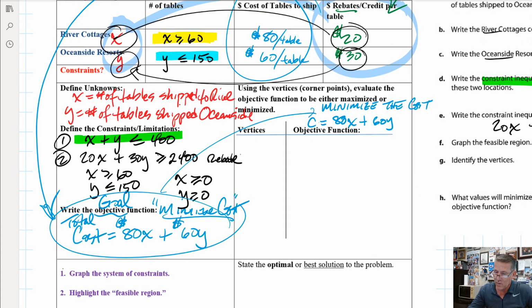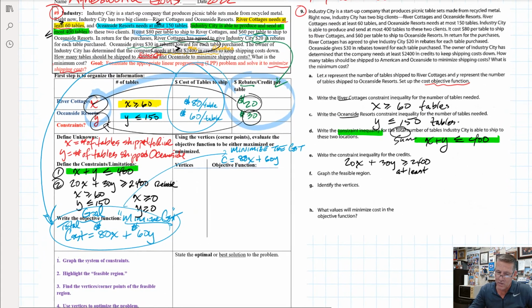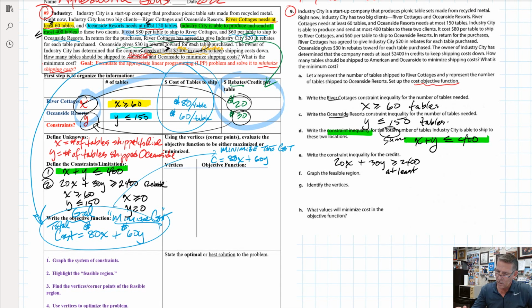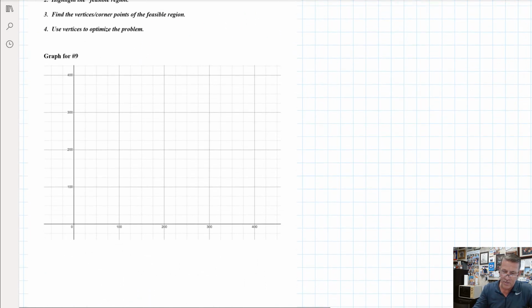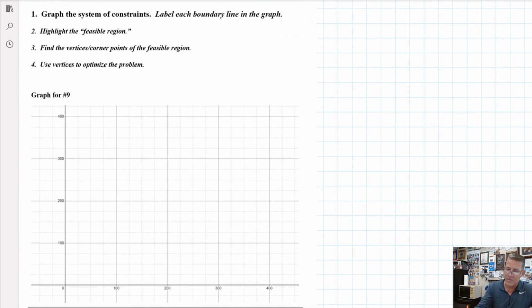The only way to do that is to graph the system. All right, so let's take these functions here and let's go to the graph and let's work on them. Okay, so let's write them down. So we've got X greater than or equal to 0, Y greater than or equal to 0. Those are the non-negatives.